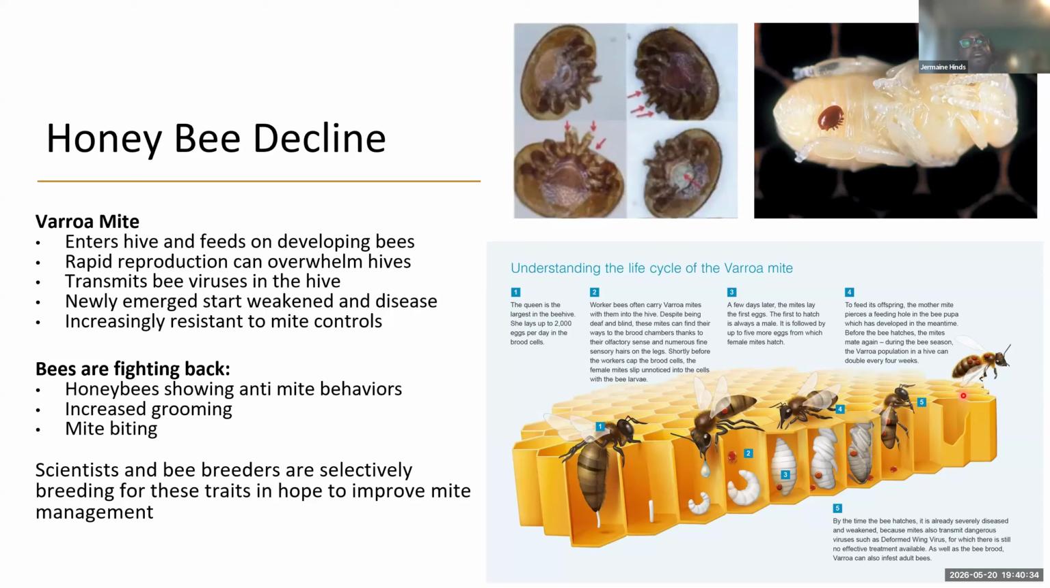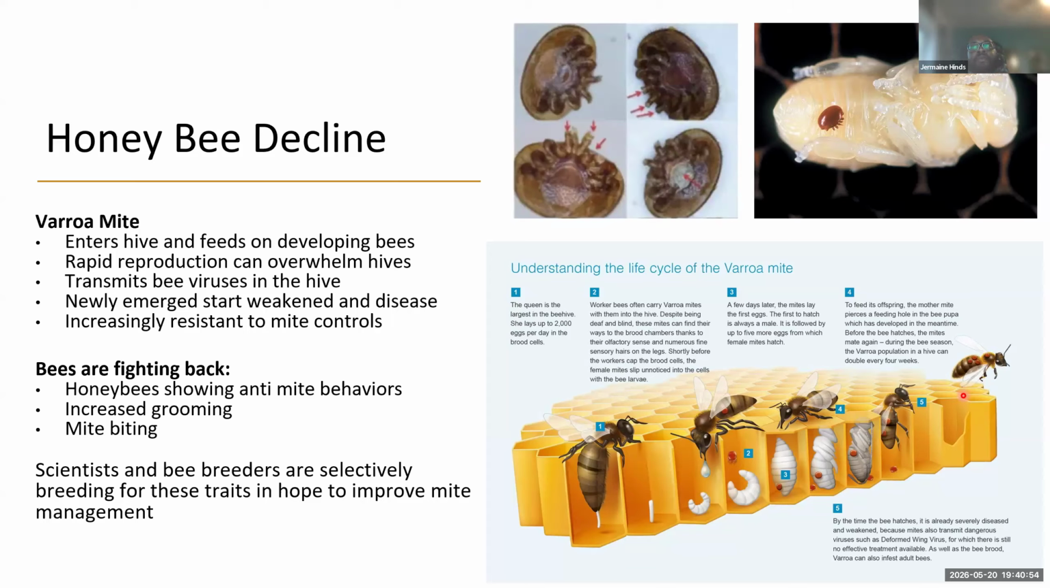And so you could think of how this is going to impair its ability to forage, to pollinate, to do everything a bee needs to do. But in some good news, the bees are fighting back. We're seeing bees develop behavioral traits to where some are showing anti-mite behaviors.